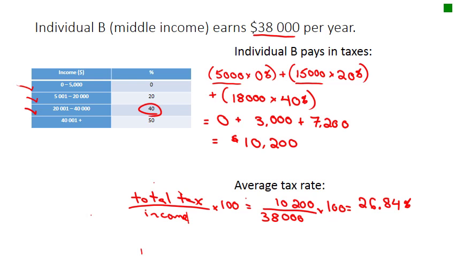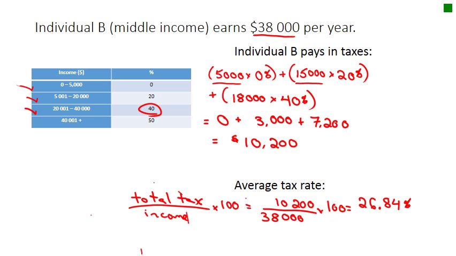Average tax rate again is total tax divided by income times 100. So that will be 10,200 divided by 38,000 times 100, and again to two decimal places will be 26.84%. So we can also see that this is a progressive tax because individual A had a lower percentage of their income paid in taxes than individual B who earns more. So this is a progressive rate of taxation.